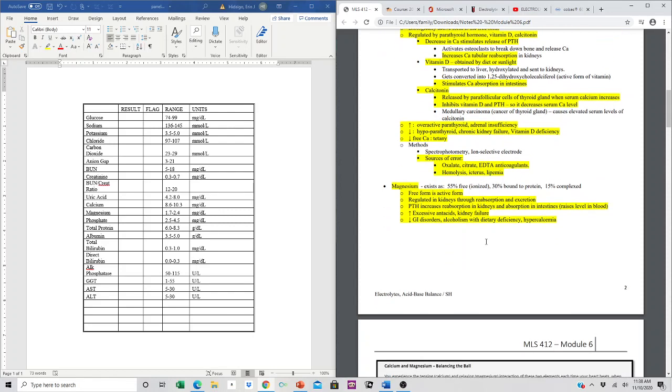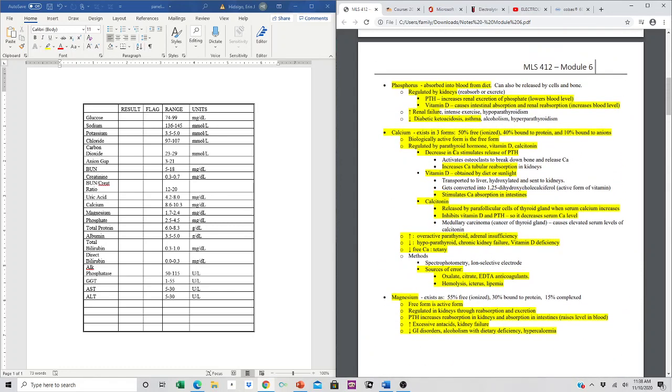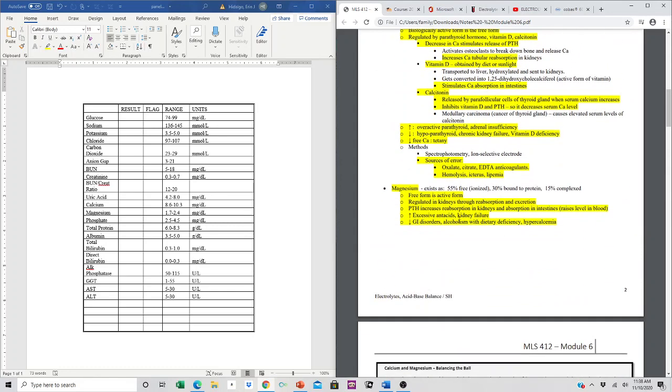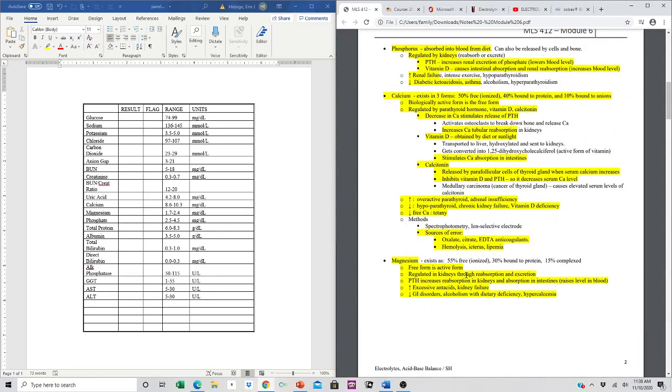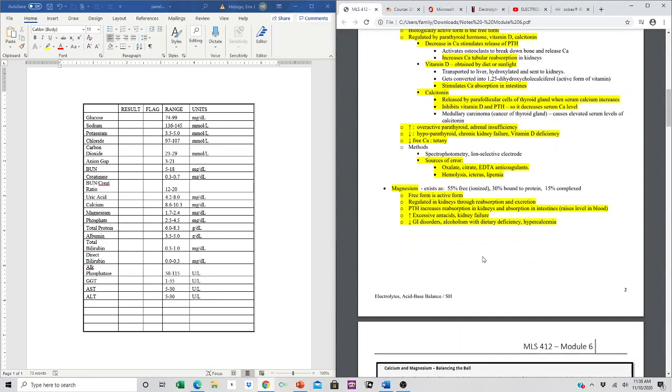All right, and then our third clinically significant electrolyte from this list, magnesium. Just like calcium, the free form is the active form. It is regulated in the kidneys through reabsorption and excretion, same as the previous ones we just talked about. PTH increases reabsorption in the kidneys and absorption in the intestines, so PTH will increase magnesium levels.